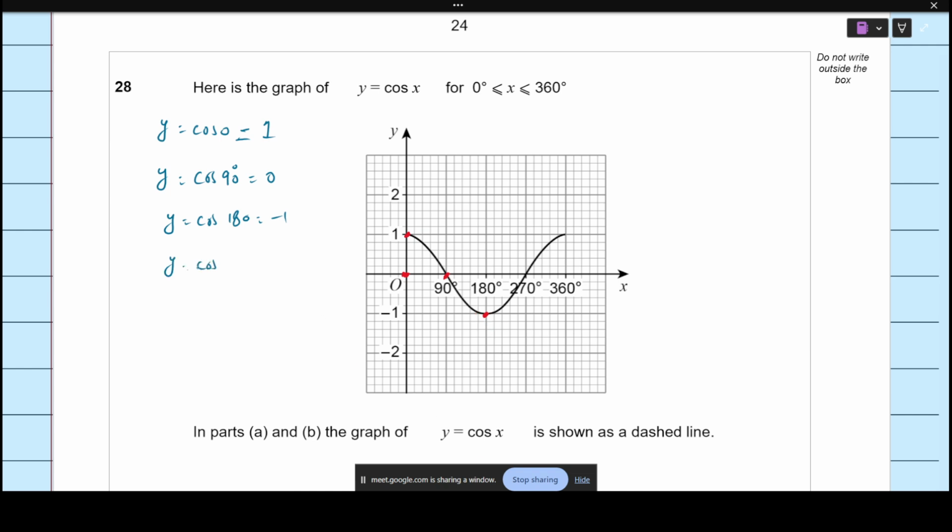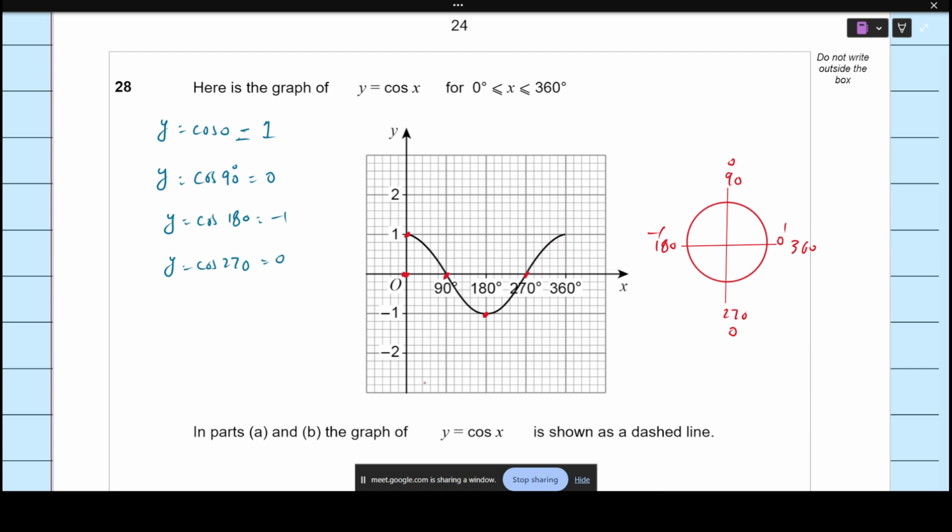Similarly, y is equal to cos 270, and we know that is equal to 0. So that would be the point at 270. If I consider that is 0 degrees, that is 90 degrees, that is 180 degrees, that is 270 degrees, and 360 degrees, then cos 0 is 1, cos 90 is 0, cos 180 is negative 1, cos 270 is also 0, and cos 360 is also equal to 1. That's how we got this graph.